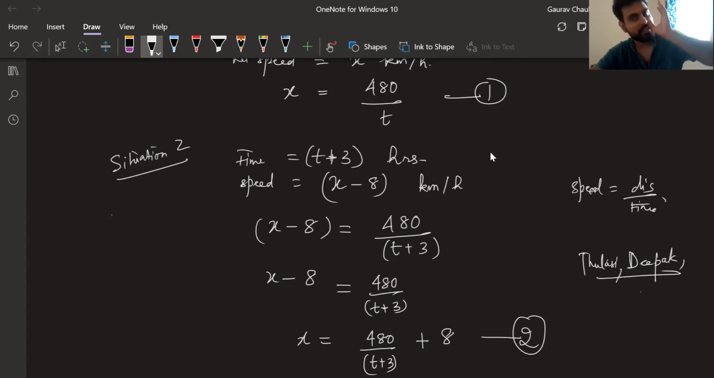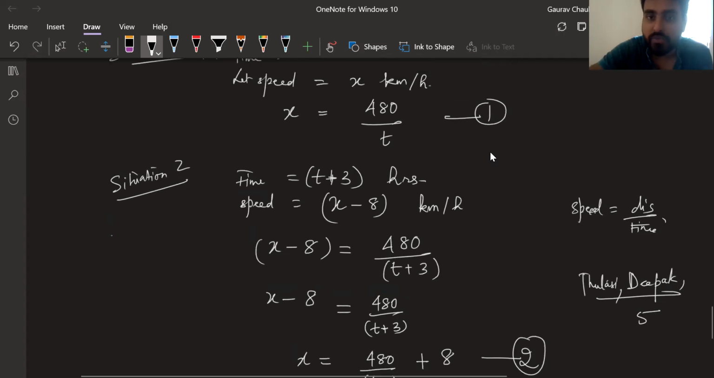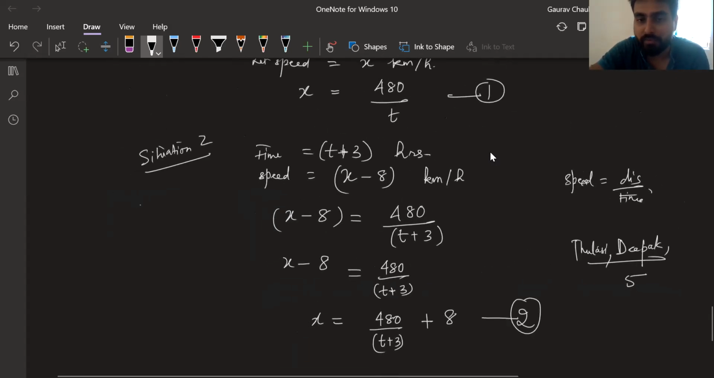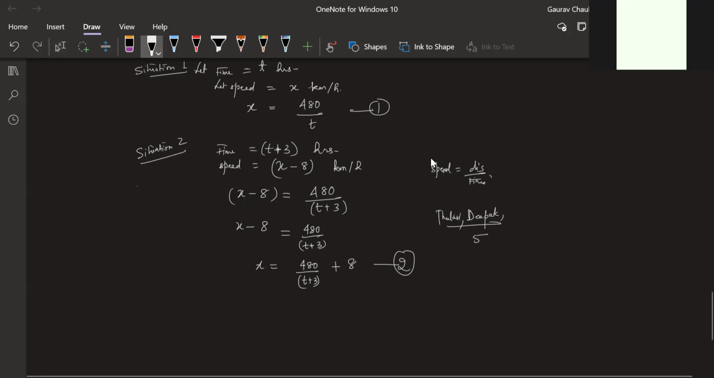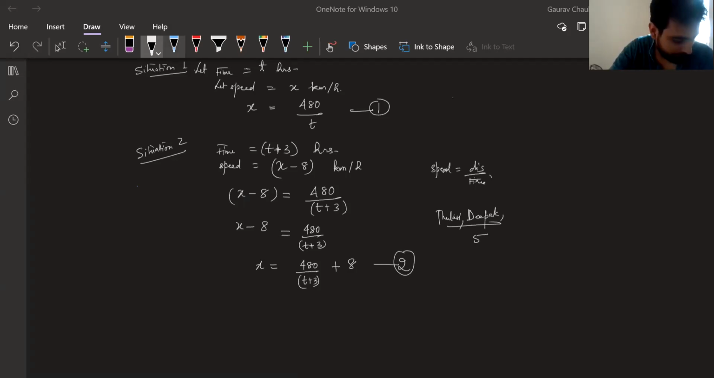Guys, that's all. We have got two equations in x, which are x equal to something, x equal to something. What can I do now? Tulsi, you want to complete this till the end? What do I do now? Any idea, Tulsi? Okay, Manisha, go ahead. What did I just explain? What do I do now?